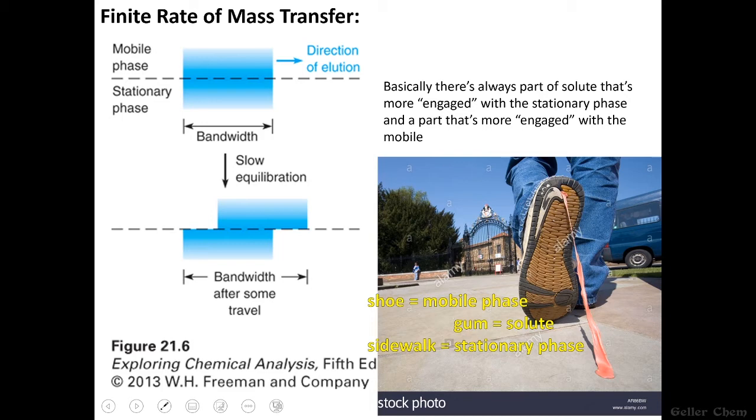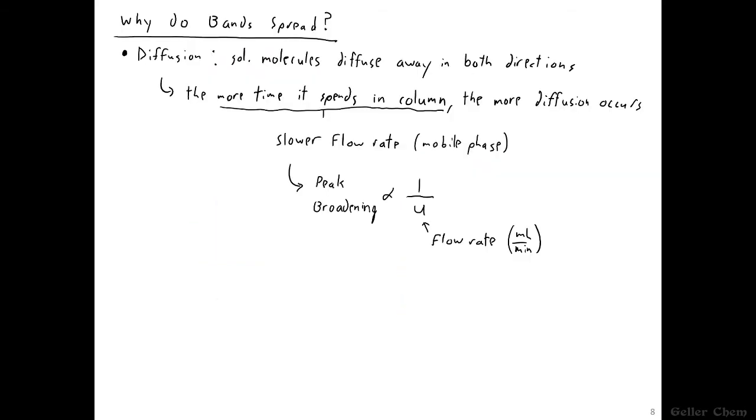Some of your solutes will be more engaged with the stationary particles in the column, and some will be more engaged with the solvent that's flowing through the column, i.e. our mobile phase. And for reasons I won't really get into, the broadening effects of this are increased if we increase the flow rate of that mobile phase. So let's write some notes.